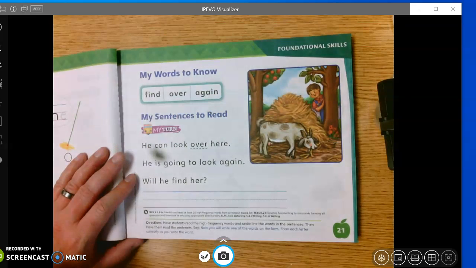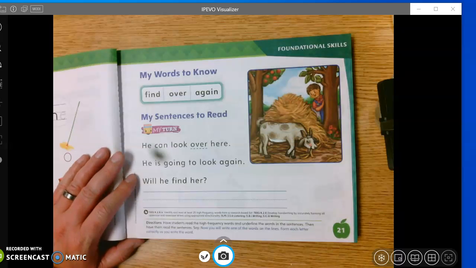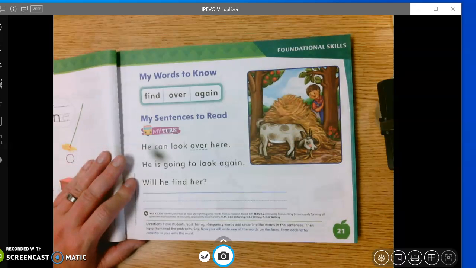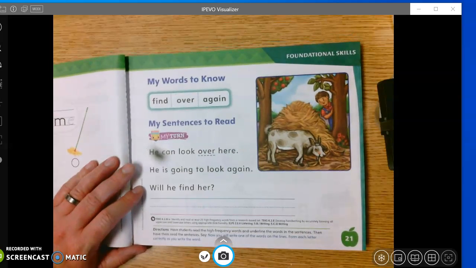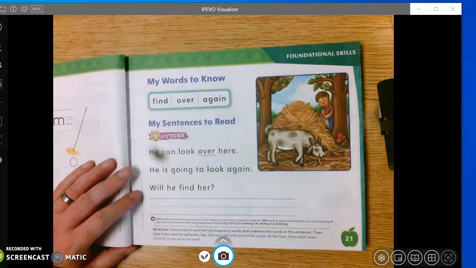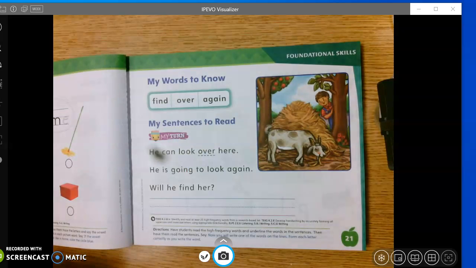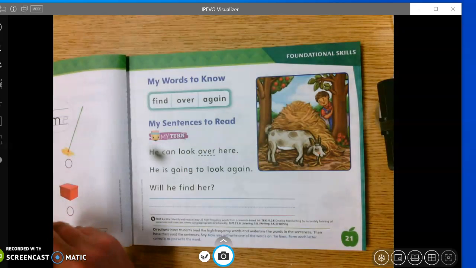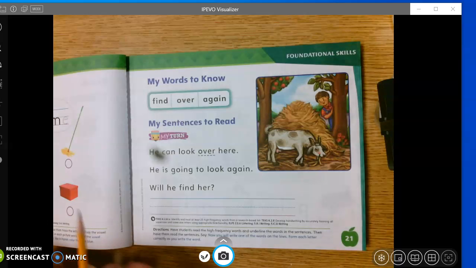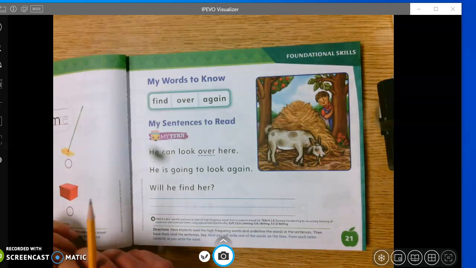Now what do these words mean? Find. Sometimes when you're looking for something, and when you finally see it, you find it. You find something. Okay? And then over, what does that mean? Sometimes that means going over a bridge. Sometimes you could say over here, come over here. And then again. What does that mean? That means a second time or a third time or a fourth time. I went to the store again. I went to that restaurant again. I'm going to school again. I'm doing my work again.